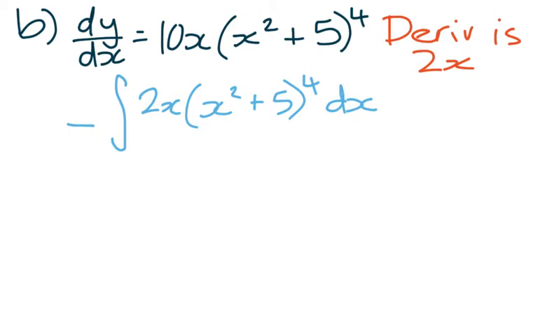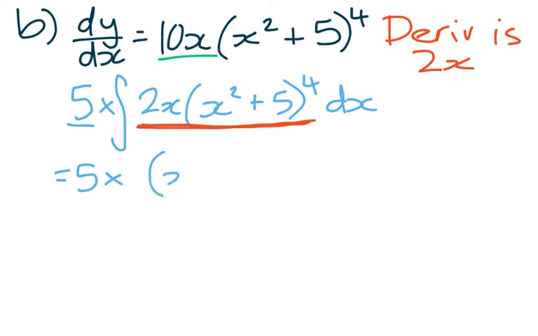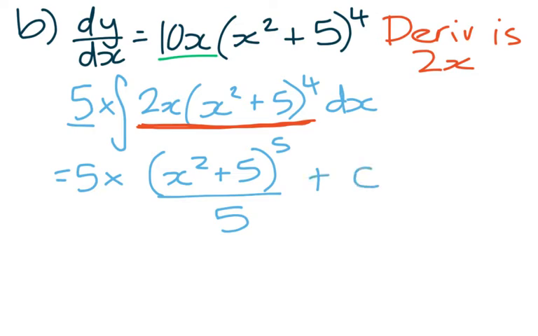Now, our original coefficient of the bracket was 10x. We now have only got 2x. So it means that our a value must be 5 out the front because 5 times 2x gives us 10x. Now, when we integrate, we're going to end up with 5 times, and this here, we're going to integrate this entire thing behind the integral sign to be (x squared plus 5) to the power of 5 over 5, because we increase the power by 1 and divide by the new power, plus c.